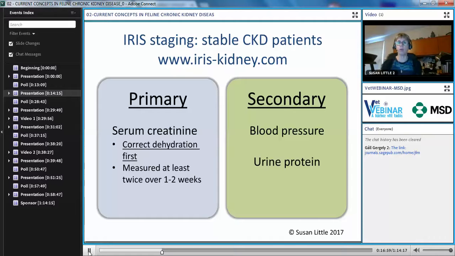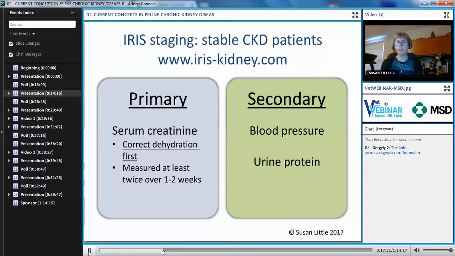We don't want to look at the effect of dehydration. That's the pre-renal part of increases in creatinine or azotemia. We don't want to take that into account. So if your patient is dehydrated, then you would want to take whatever measures you need to correct that dehydration, and then we would like to reevaluate serum creatinine afterward to accurately stage our patient.